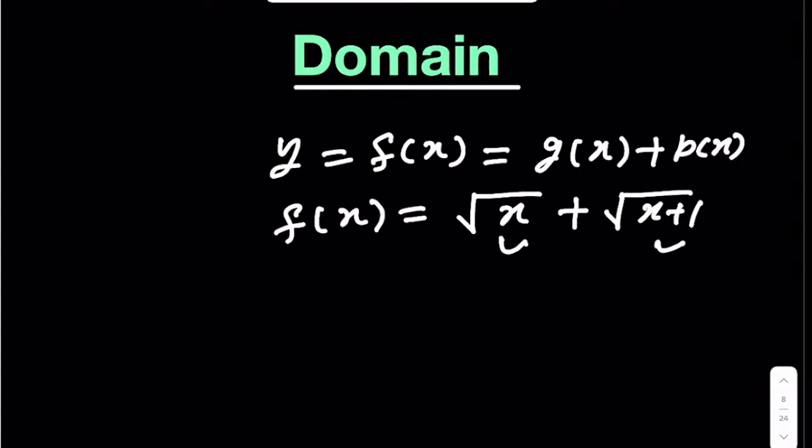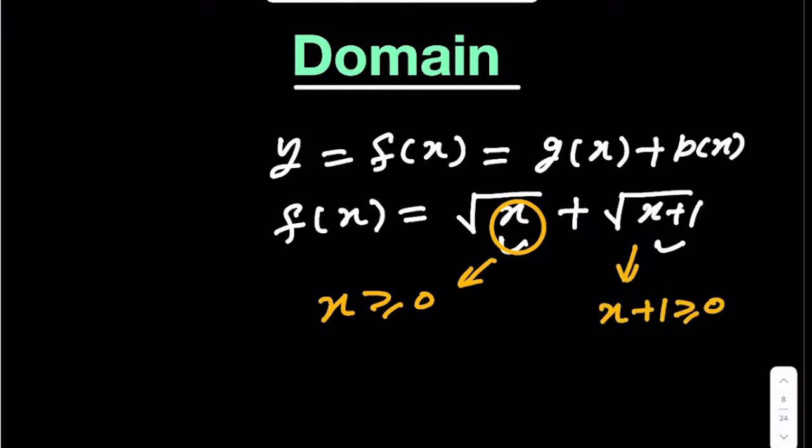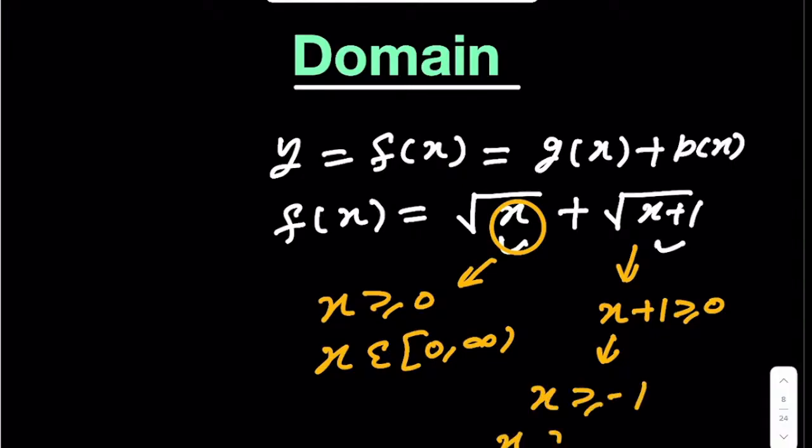What do you mean? Means for which value of x the whole function is defined. This root x is defined if x is greater than or equal to 0, and this one is defined if x plus 1 is greater than or equal to 0. Clear or not? So according to this one, x is in the closed interval 0 to infinity, and according to this one, x is greater than or equal to minus 1. It means the closed interval minus 1 to infinity. Clear?